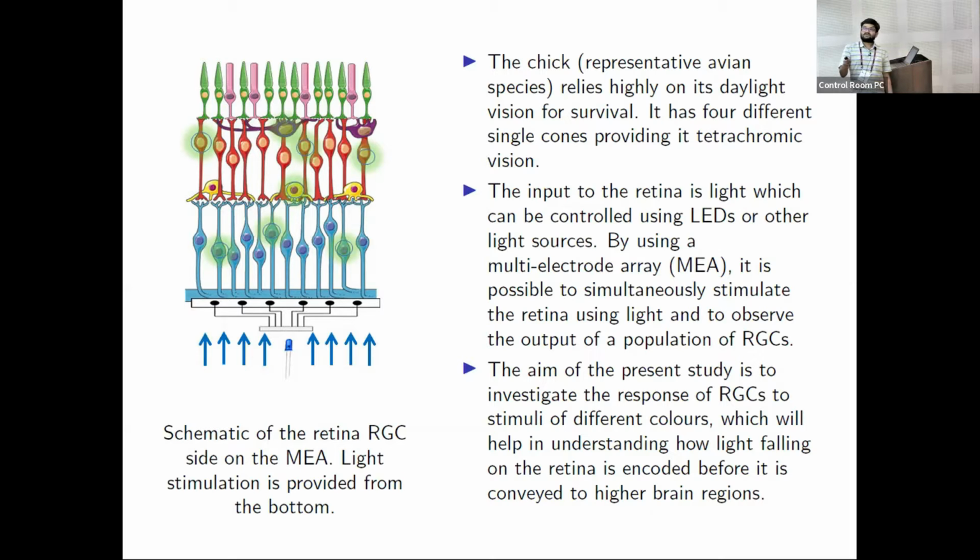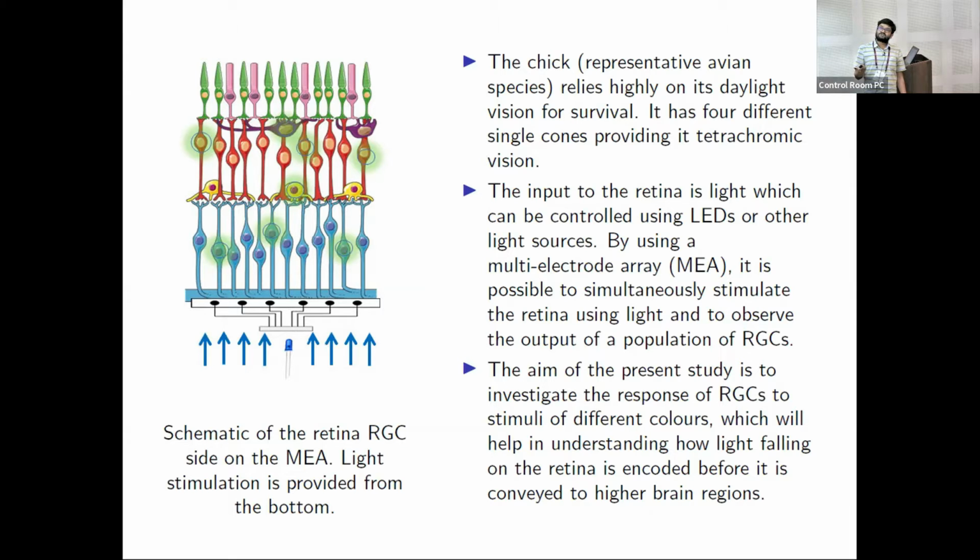Another cool thing is that the retina only sees light, and light can be given very easily. Patterned light or any sort of light can be given using LEDs or projectors. So basically we can control the input, and we can look at the output via microelectrode arrays. These are flat arrays, and we work with a system which has 60 microelectrodes. They can sample at 25,000 hertz, and they detect signals in the microvolt range, which is what the ganglion cell spiking would look like.